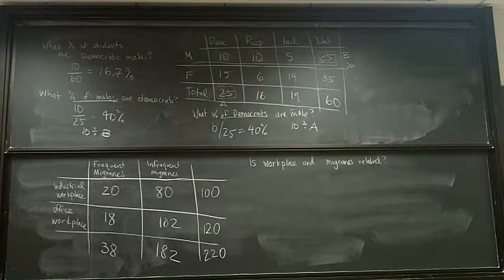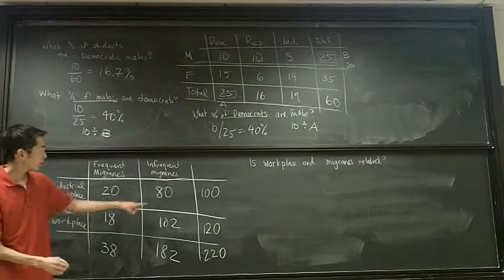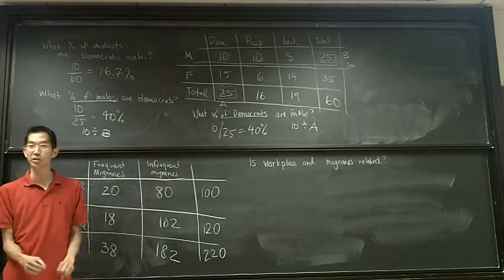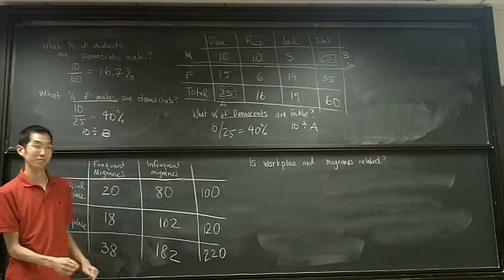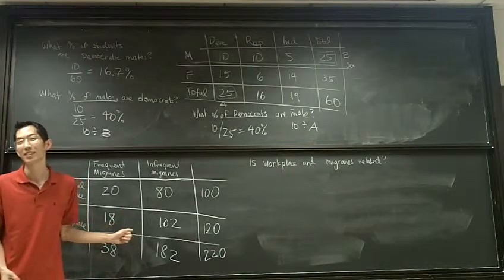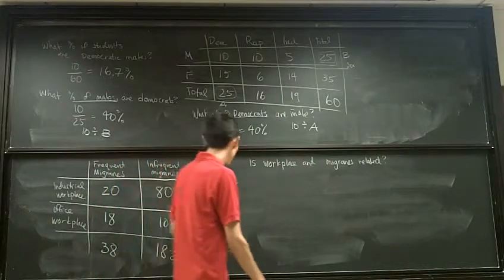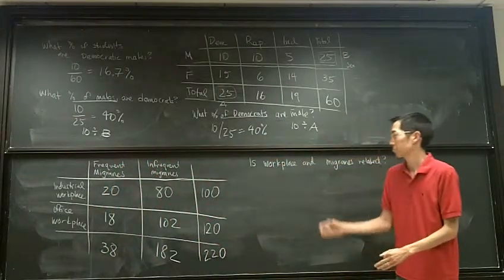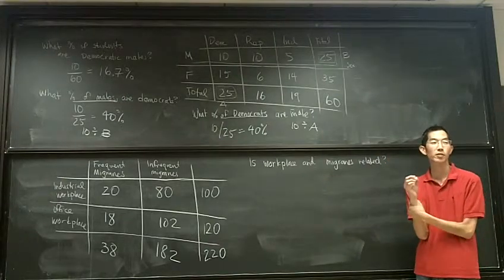What difference are you pointing out? I'm looking at the frequent migraines and the workplace. It's just 20 to 18. Yeah, but what if I said, let's look over here? It's 80 to 102. Well, it's still not that much if you look at the total. Okay, so we don't look only at the columns. So what percentages do we want to look at?